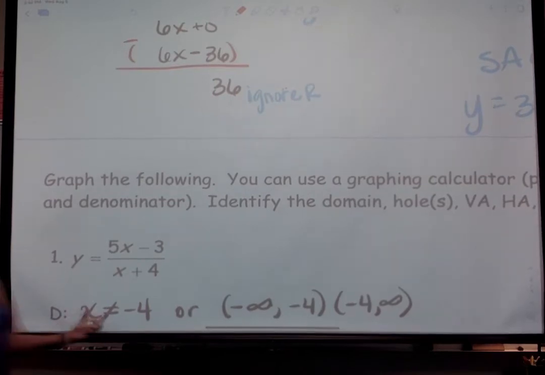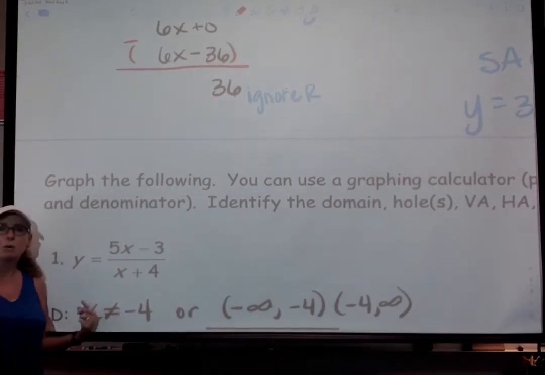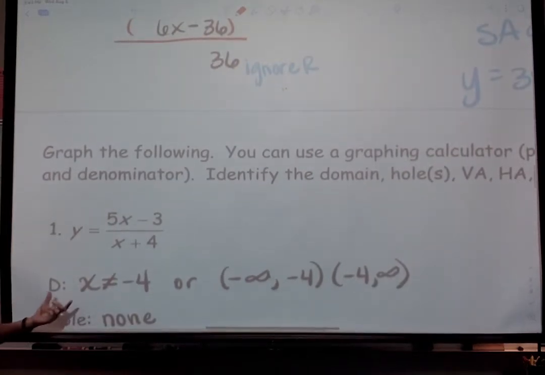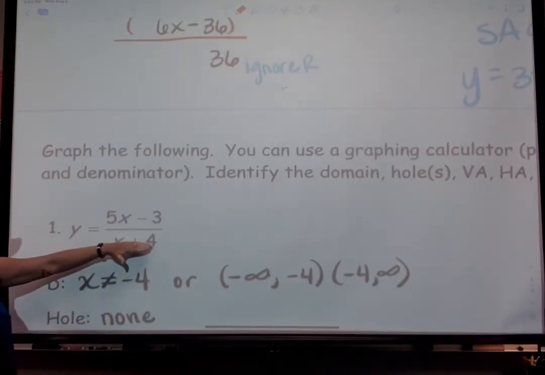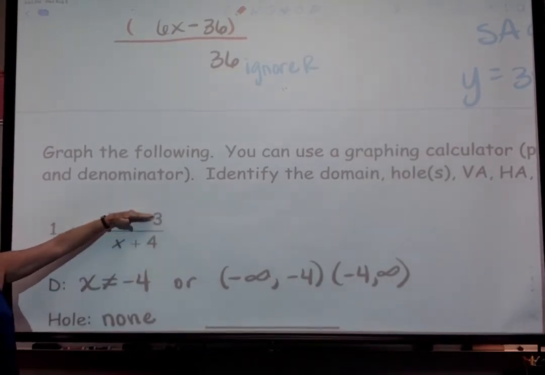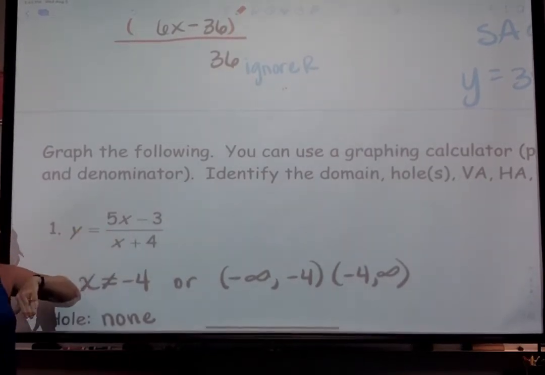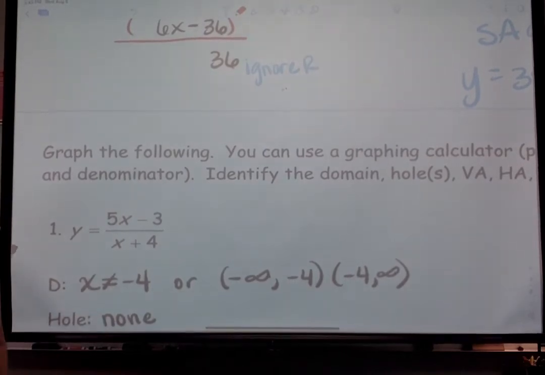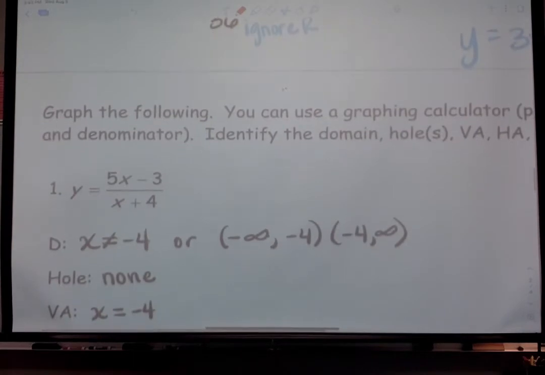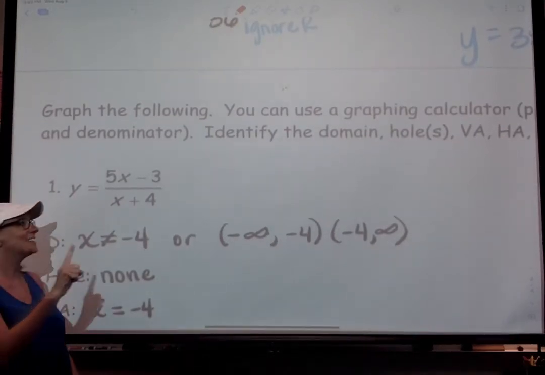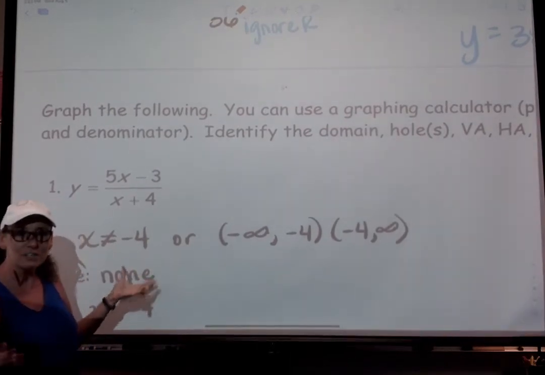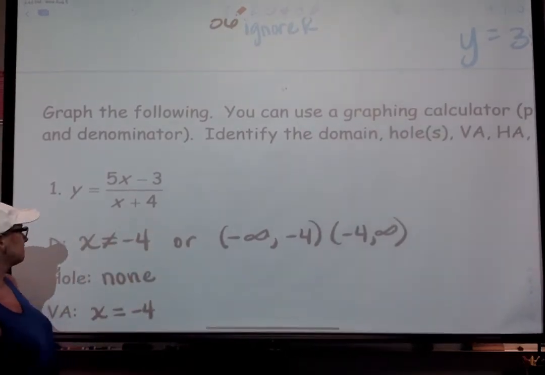Now, I wonder why x can't be negative 4. I wonder what happens at negative 4. Is there a hole? Well, do you see x plus 4 up here? Does negative 4 cause your numerator to be 0 also? No. No holes. How about a vertical asymptote? Oh yeah, that's what's going on. That's why your domain can't include negative 4, because there's a vertical asymptote there.